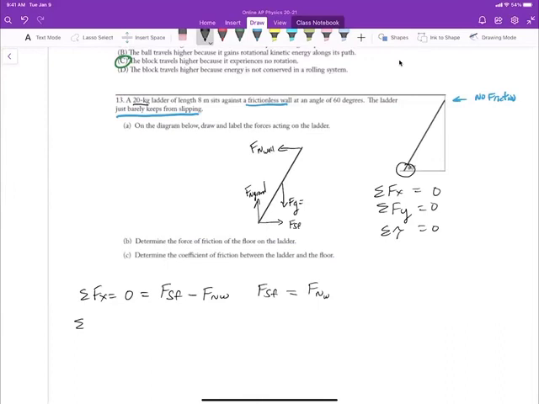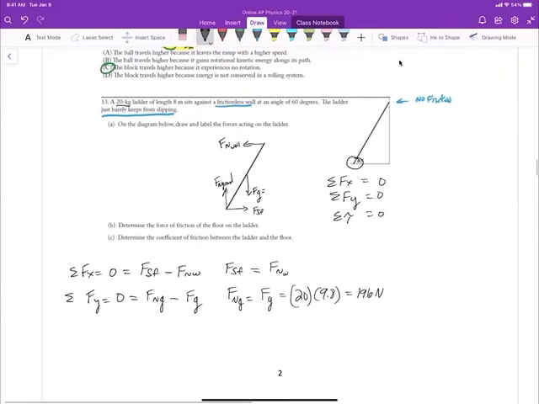If I sum the forces in the y direction, I will add up to 0, and I have force normal of the ground pointing up, and I have to subtract force of gravity of the ladder. So I know that force normal from the ground is equal to force of gravity on the ladder, which is equal to the mass of the ladder times acceleration due to gravity, and I'll use 9.8, and that will equal 196 newtons. And then I'm going to sum the torques.